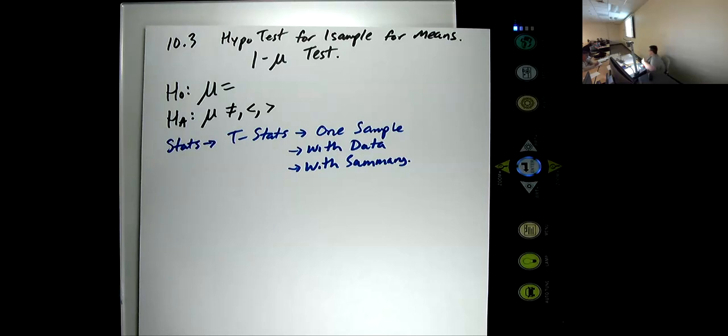Having data just means less work. You don't have to enter anything in. Like here, we actually have to enter in X bar and n. If we had the data, we just say, go to that column, look at that column, and StatCrunch will do all the work.